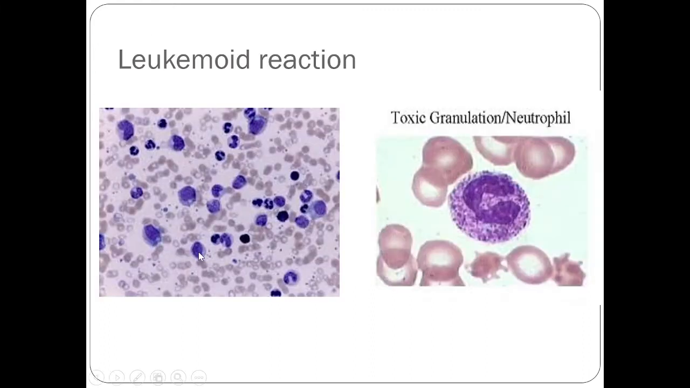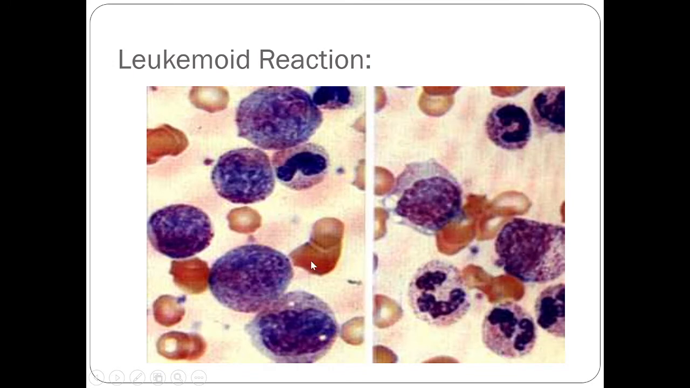This is the image of the peripheral blood smear, which shows the mature as well as the immature cells, and this is the toxic granulation in the neutrophil. This is the leukemoid reaction picture, showing the mature as well as the immature cells.